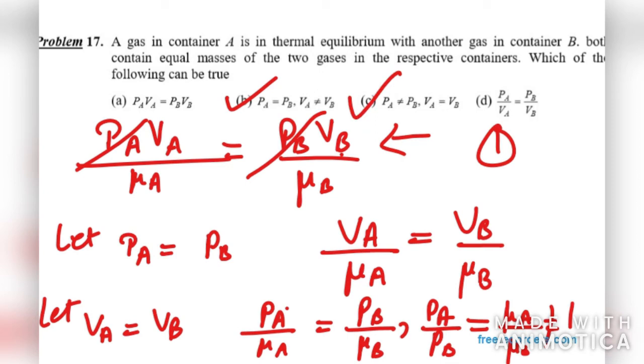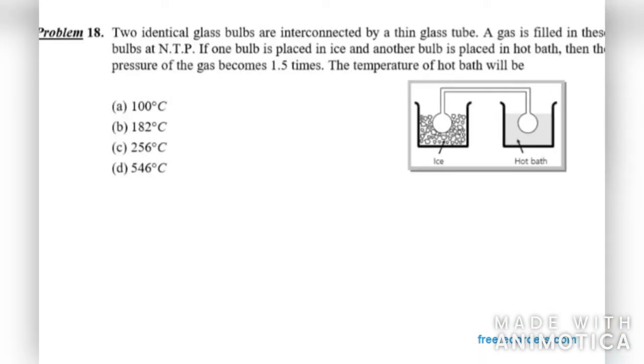Two identical glass bulbs are interconnected by a thin glass tube. A gas is filled in these bulbs at NTP. If one bulb is placed in ice and another bulb is placed in a hot bath, then the pressure of the gas becomes 1.5 times. The temperature of the hot bath will be 100 degrees Celsius, 182 degrees Celsius, 256 degrees Celsius, or 546 degrees Celsius.